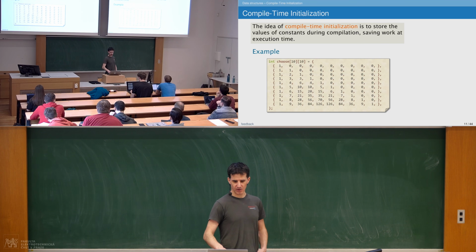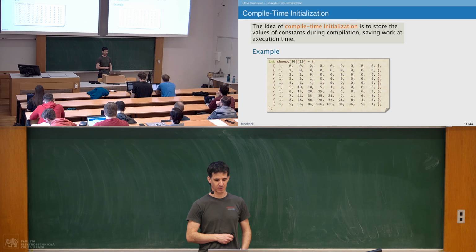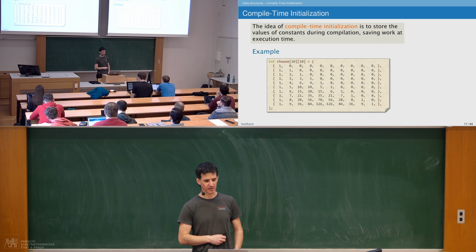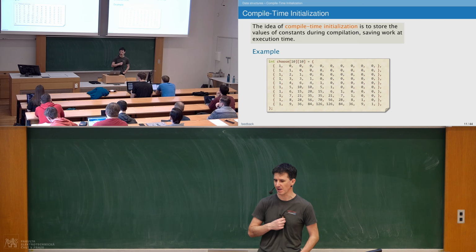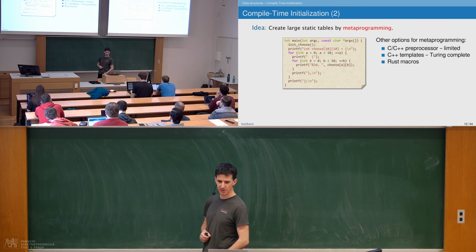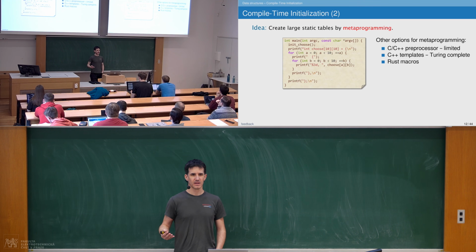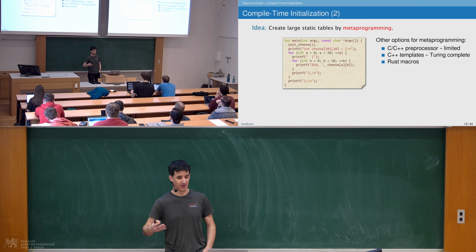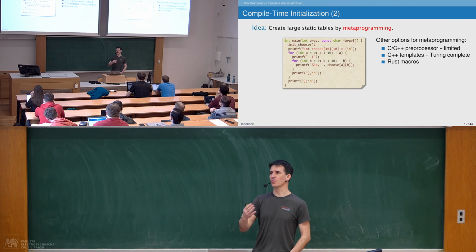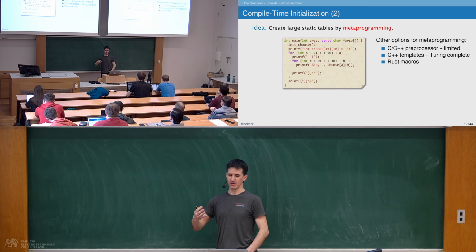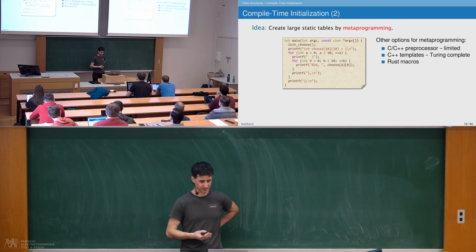Of course, manually creating this table is not very nice. If you want to change the formula somehow, you would have to recompute this table by hand. So what's often used these days is so-called meta-programming. Instead of writing a program to calculate that value, you write a program to calculate that value during compilation time.